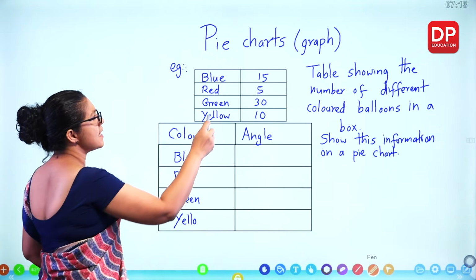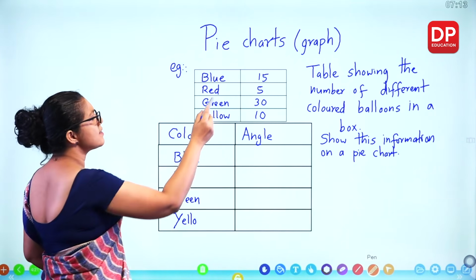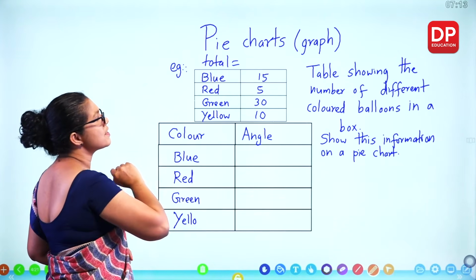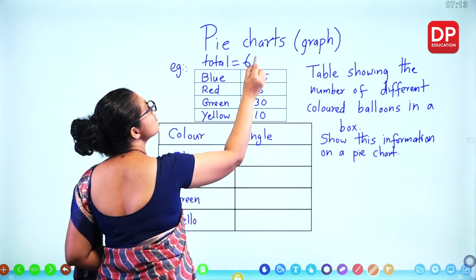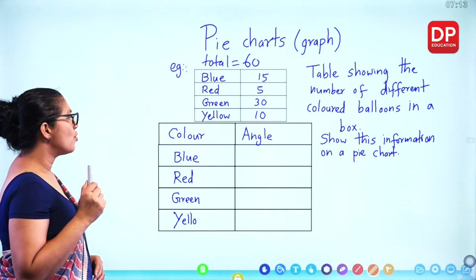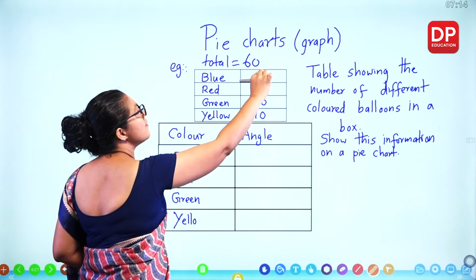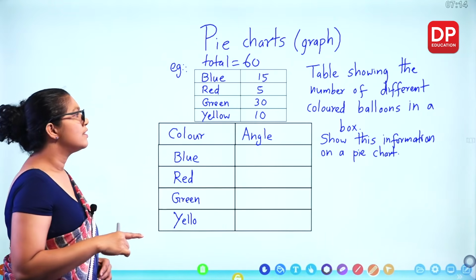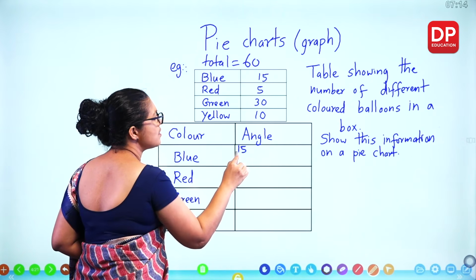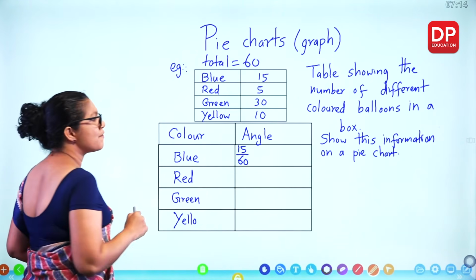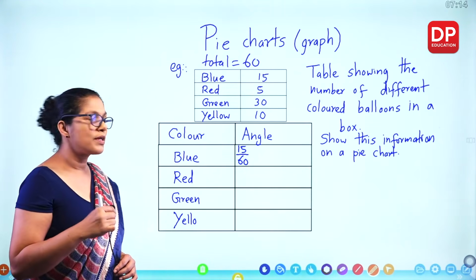So here, first thing, we need to find out the total number of balloons. When you add this together, so what's the total number of balloons? 15 plus 5, 20, 20 plus 30, 50, 60. So 60 balloons are there. So first we find out the fraction between this number with the total. So here, what's the fraction we are getting? 15 blue balloons out of 60. That's the fraction between the value corresponding to that with the total number.